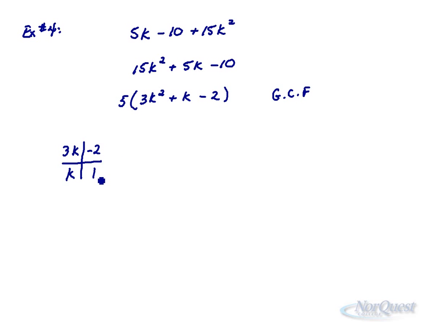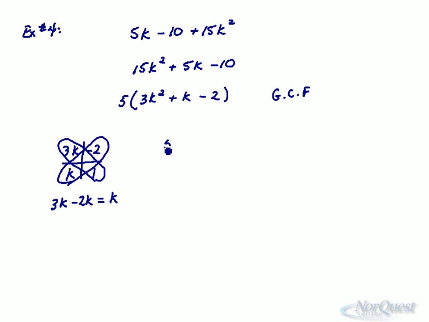You keep playing with your factor chart until the cross products add to the middle term. You may have to do this more than once. So 3k times 1 gives you 3k. Negative 2 times k gives you minus 2k. 3k minus 2k equals k. If that matches the middle term, you found the right factors. If you get something different, you've got to try it again until the cross products add to the middle term.